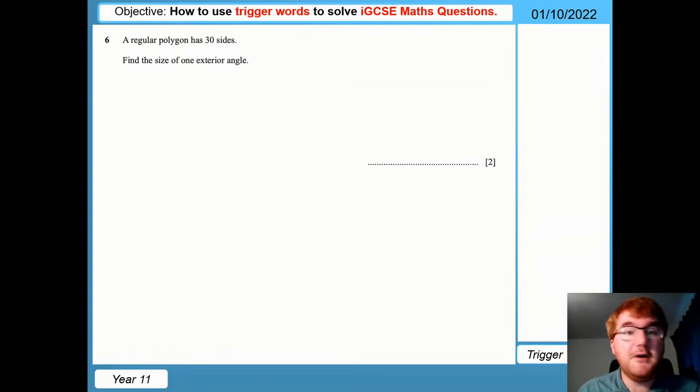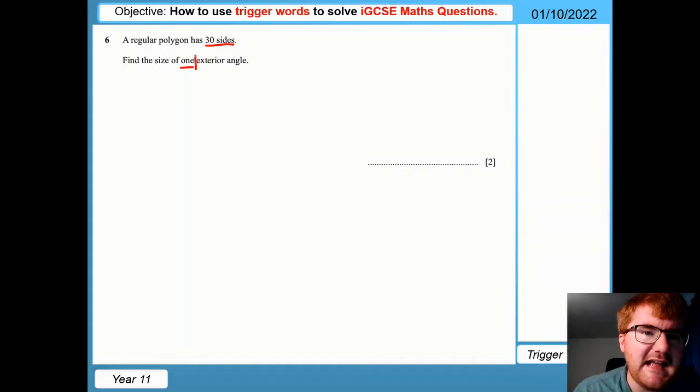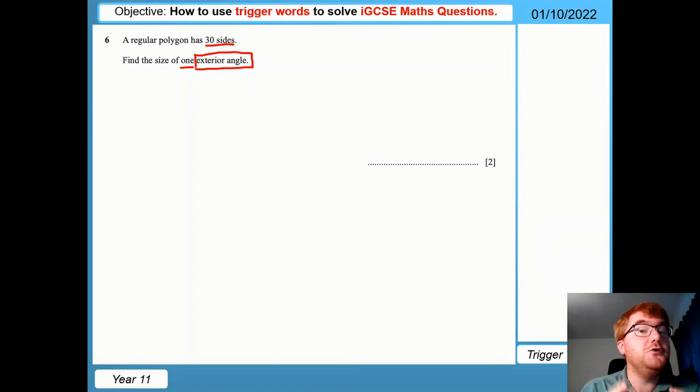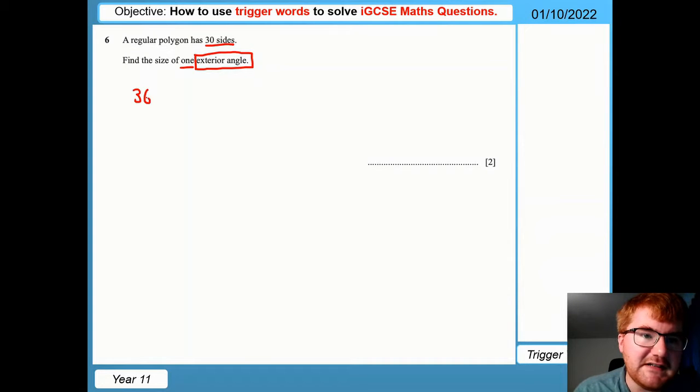Now, let me show you a question where this has actually appeared. So you're given here a regular polygon, has 30 sides, and then find the size of one exterior angle. And just by seeing this trigger word, this exterior angle, suddenly this 2-mark question becomes 2 marks in the bag. So all we need to do here is just then do 360 divided by the number of sides. Notice we have 30 in this case, and then just work this out.